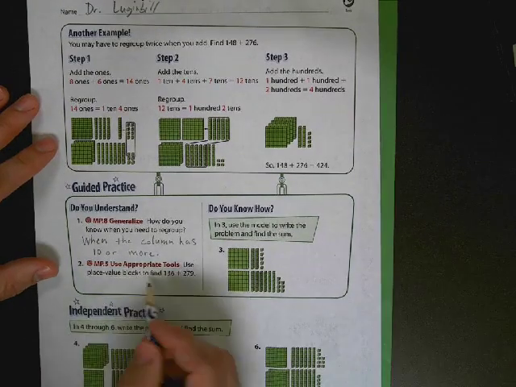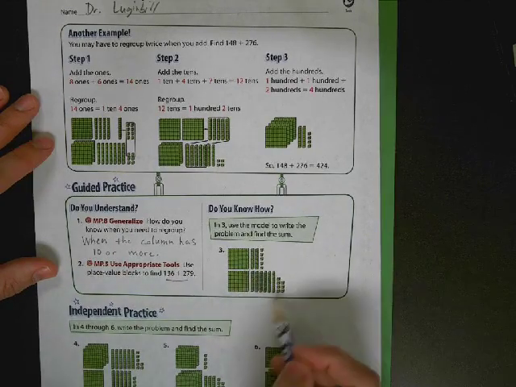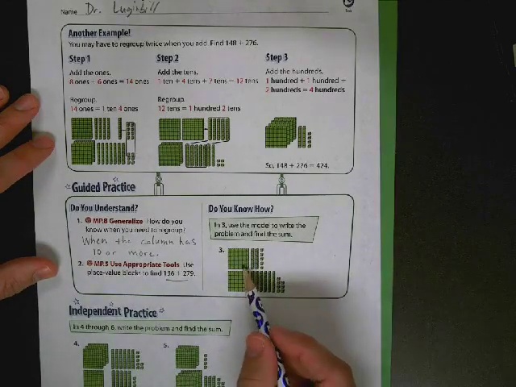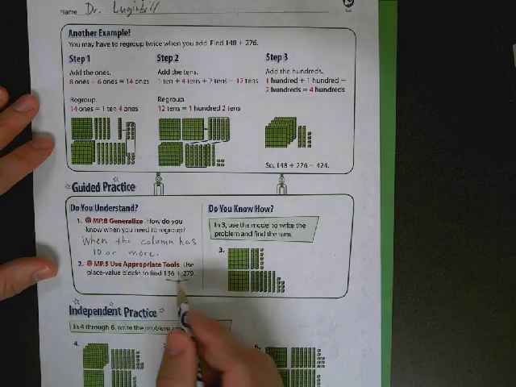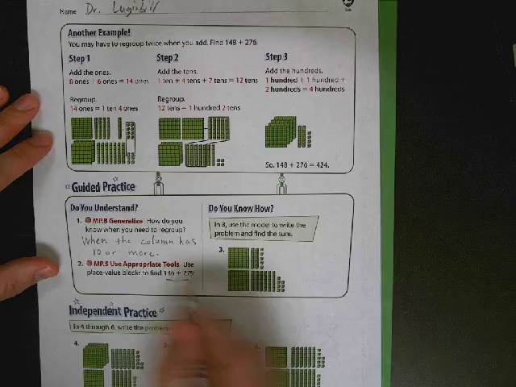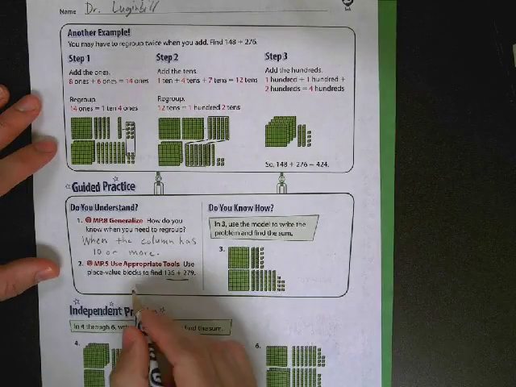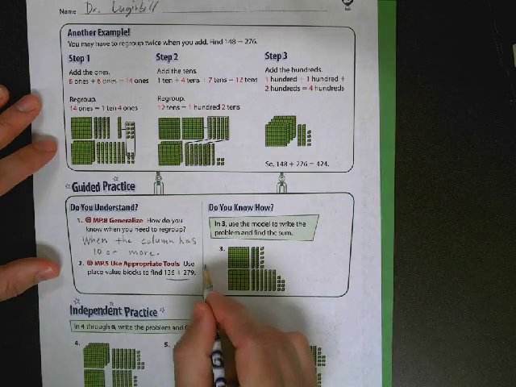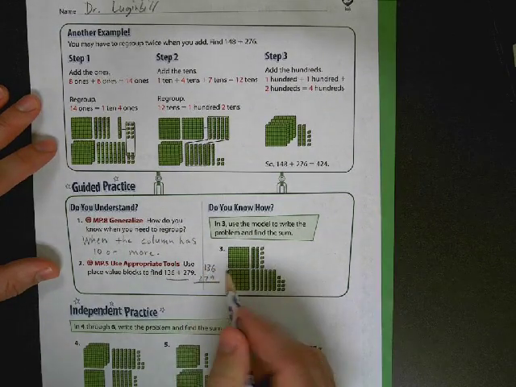Use place value blocks to find 136 plus 279. Obviously, it's got the blocks for here. For this, I'm not going to get out blocks. I have some blocks over the middle table. If you really want to get them out, you can, but at this point, it's probably just going to be more efficient to add 136 and 279. Going to have to regroup twice here.